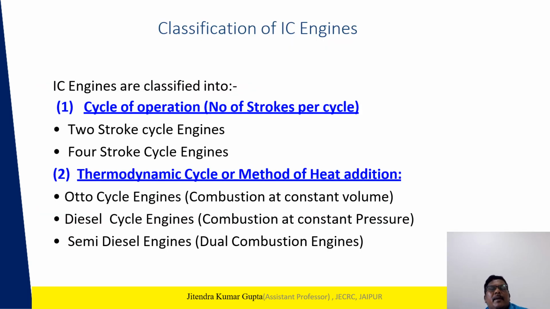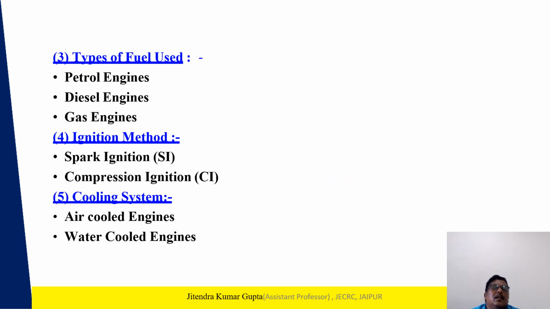Classification of IC engines. IC engines are classified by cycle of operation, that is strokes per cycle: two-stroke IC engine and four-stroke IC engine. By thermodynamic cycle: Otto cycle, diesel cycle, and semi-diesel cycle. By type of fuel used: petrol engine, diesel engine, and gas engine. And by ignition system: one is the SI engine, another one is the CI engine, that is spark ignition and compression ignition. These are the two types of ignition used in IC engines.